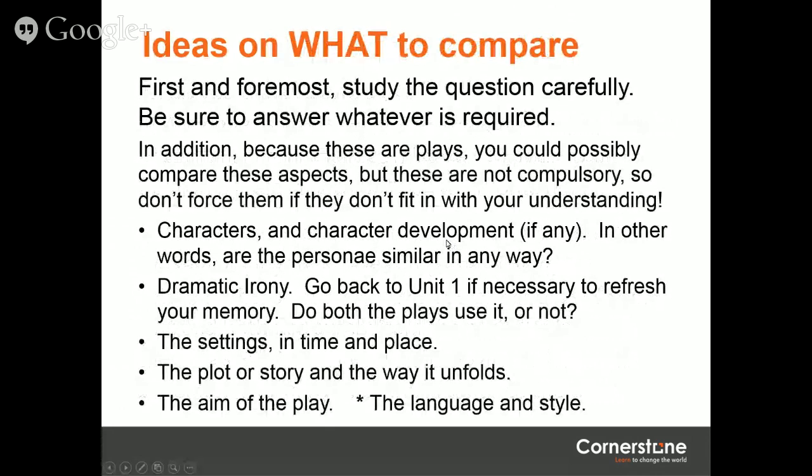Now, in order to help you, I want to give you some ideas on what to compare, because now you're getting down to the nitty-gritty of actually writing this essay. And of course, first and foremost, study the question carefully. Be sure to answer whatever is required. Don't leave anything out, don't change anything, and don't go way off on a tangent. Okay.